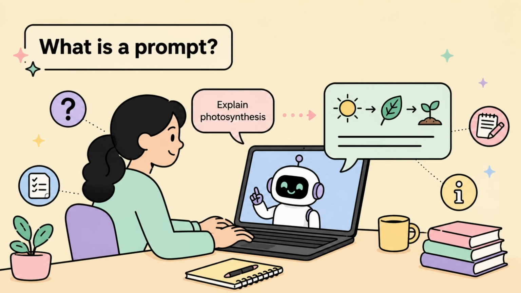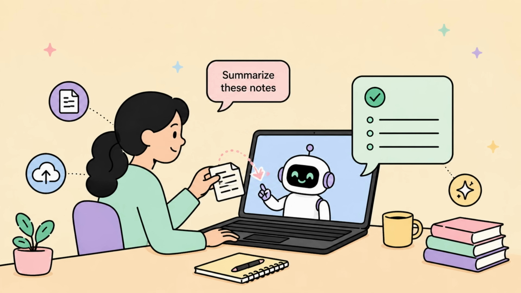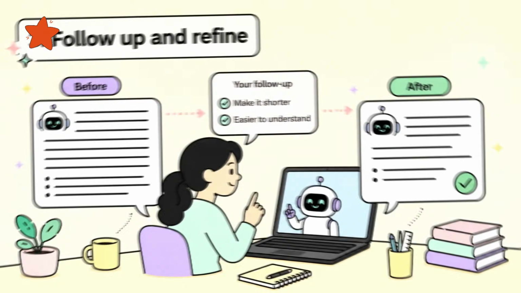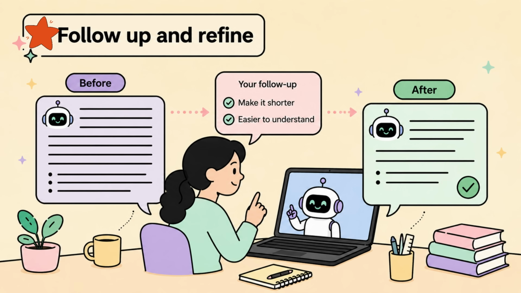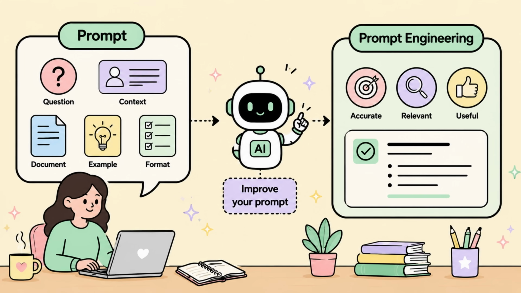So, what exactly is a prompt? A prompt is simply what you give an AI: your question, instruction, or information. If you type "explain photosynthesis," that is a prompt. If you upload your notes and say "turn this into a short summary," that is also a prompt. Even a follow up like "make it simpler" is another prompt. A prompt can be one sentence or a detailed request depending on the task. And prompt engineering simply means learning how to communicate with AI more clearly so you get a more useful result.